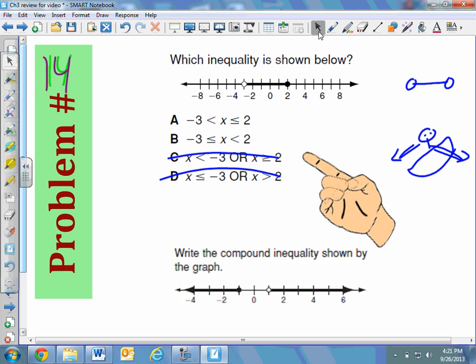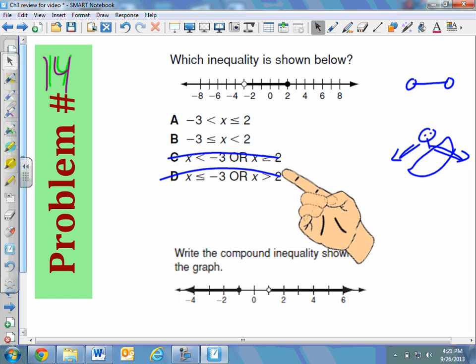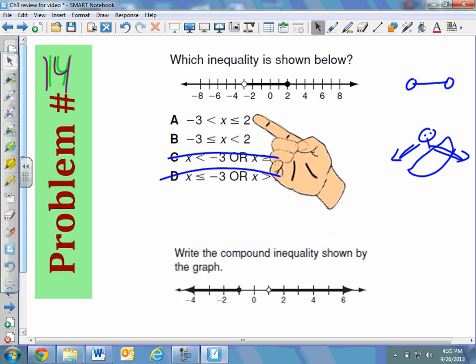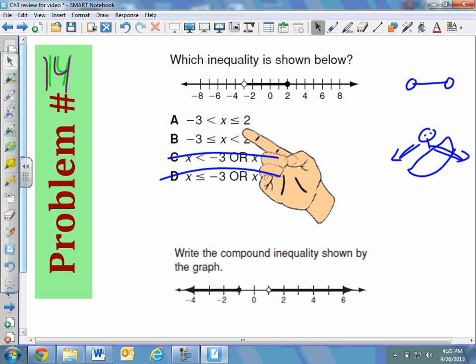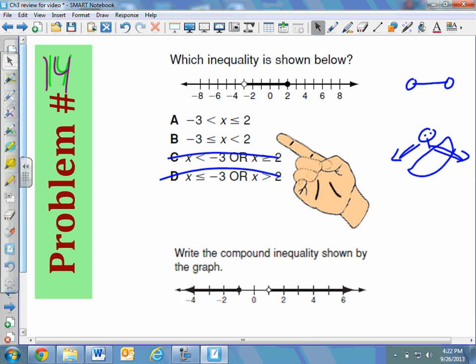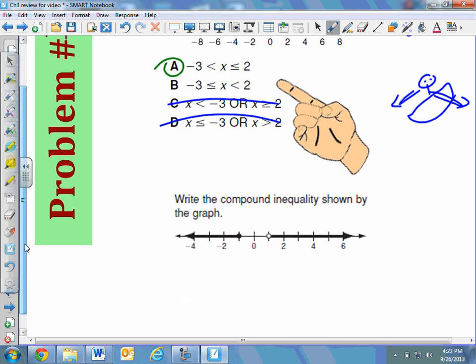All right, now you got to remember, is it open and closed circles that you got to use, right? Well, look where the 2's at. On the 2, I have a closed circle. Which one uses closed circle here? Duh, right here, the letter A. It's A. All right, next one, last one.